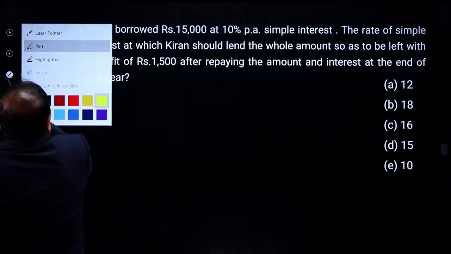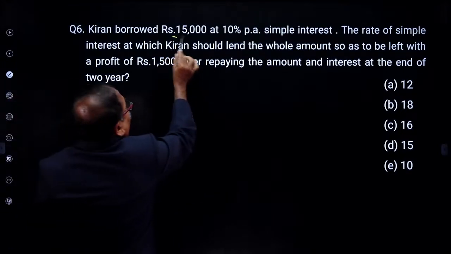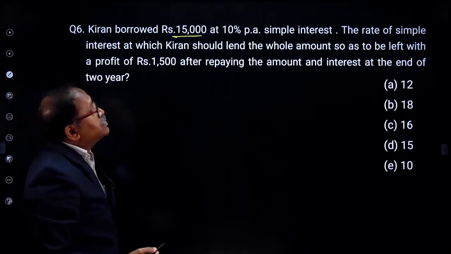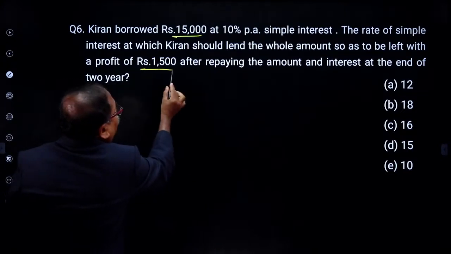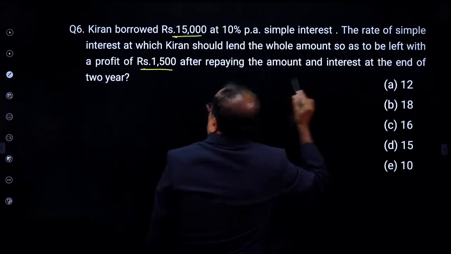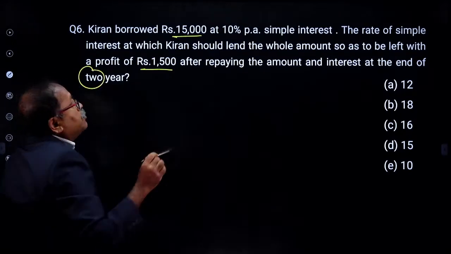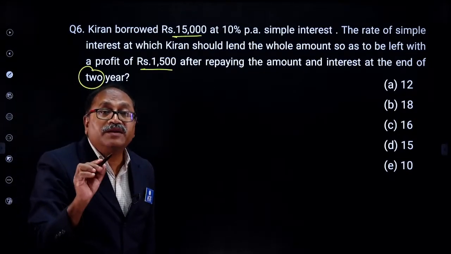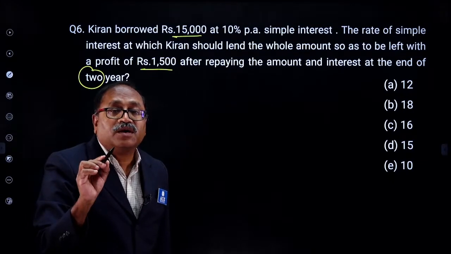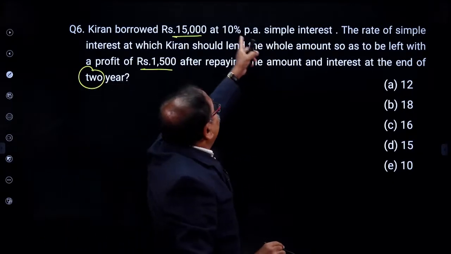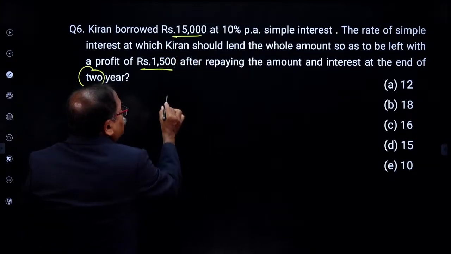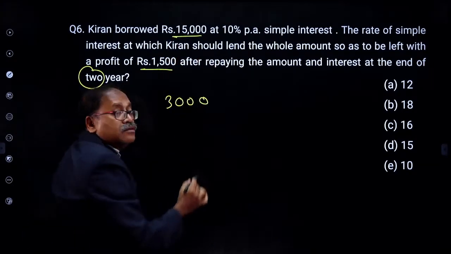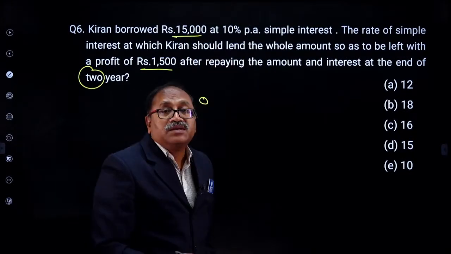So what is happening here? Look at this one. 15,000 simple interest per annum for how many years? Profit 1,500 after repaying the amount at the end of 2 years. So how much amount he has to pay? How much interest he has to pay? As it is simple interest, 20% interest on 15,000, that means he has to pay 3,000 interest, 20% on 15,000.